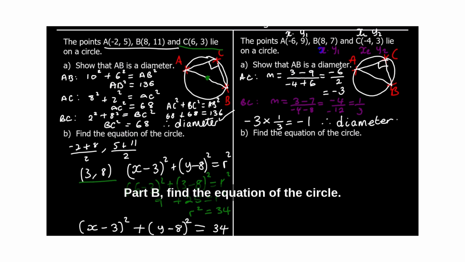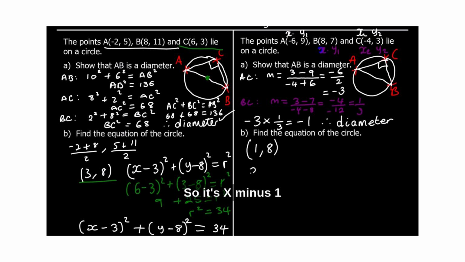Part B, find the equation of the circle. So we know the diameter. The center is at the midpoint. So the middle of negative 6 and 8 is 1. The middle of 9 and 7 is 8. So it's x minus 1 squared plus y minus 8 squared equals the radius squared.